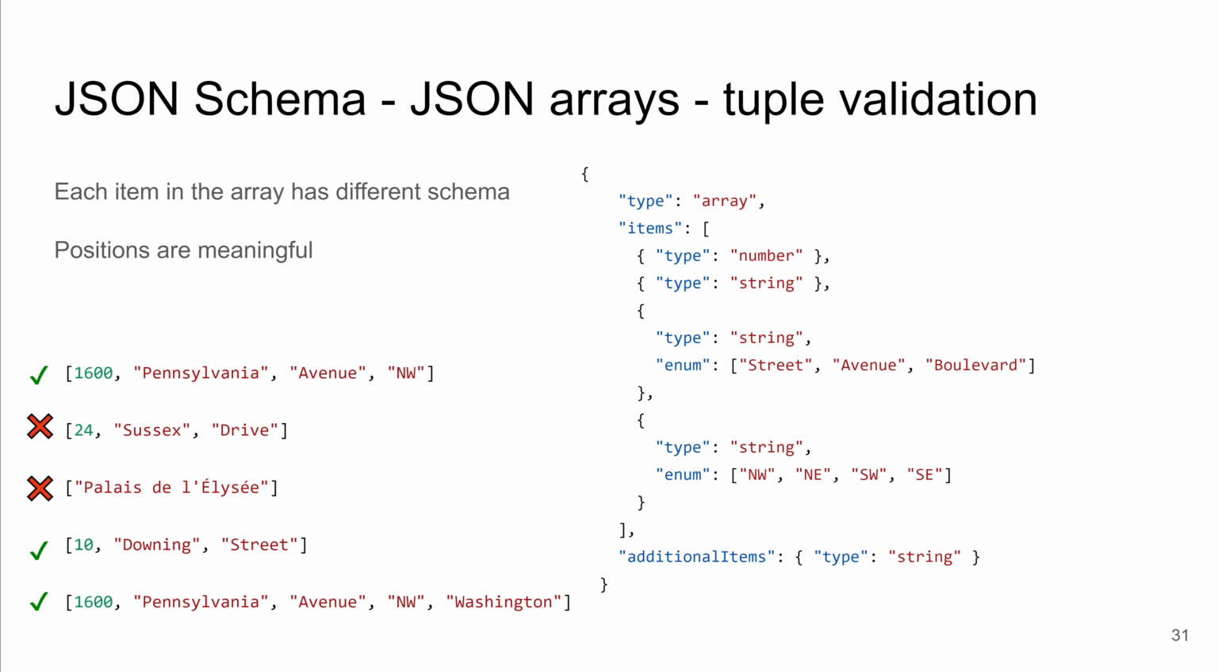We also might want to say that any additional item needs to be a string. So additional items actually can contain another schema, which is then used for validation of all additional items. In this case, all additional items need to be string, which is okay with the last example. If we changed these additional items to a type number, then the last example here would again become invalid because the last item is a string and not a number.